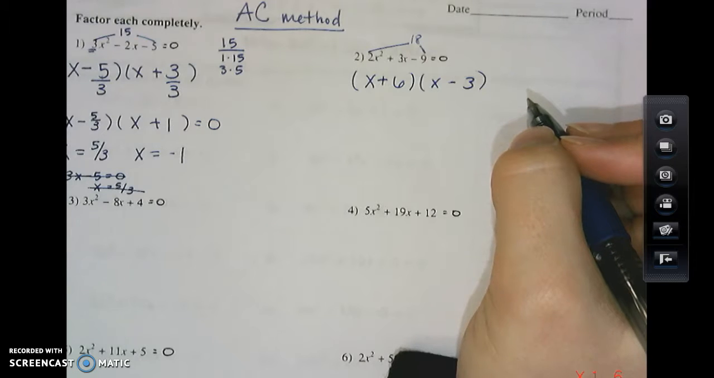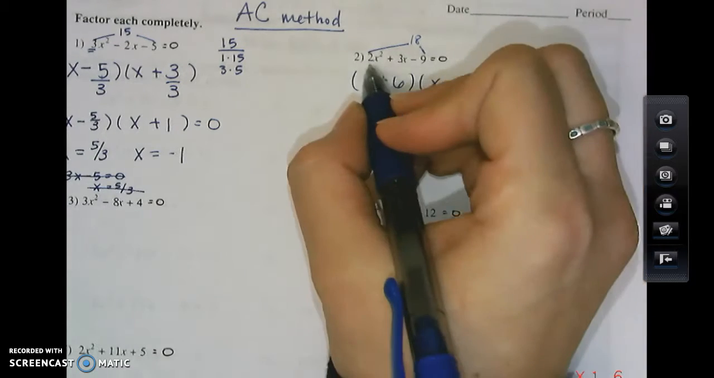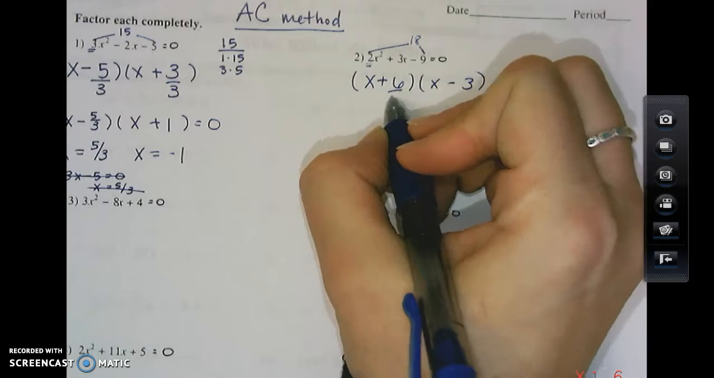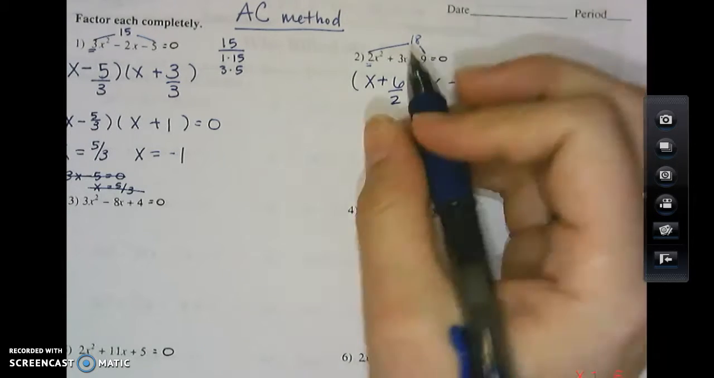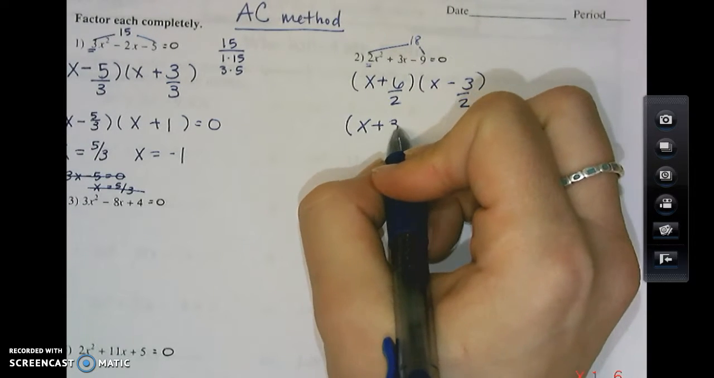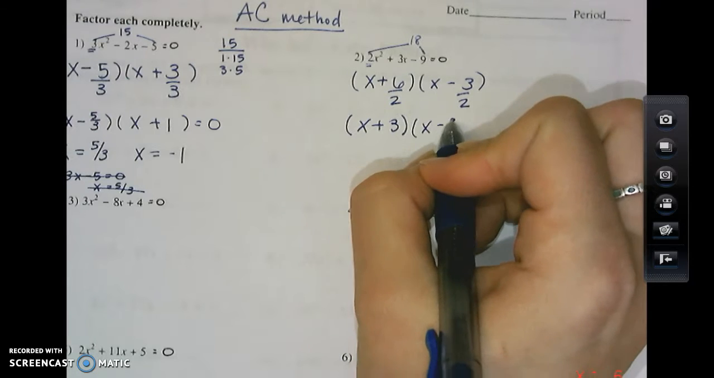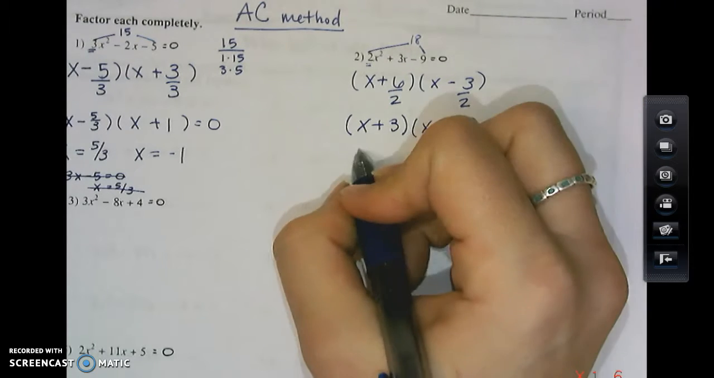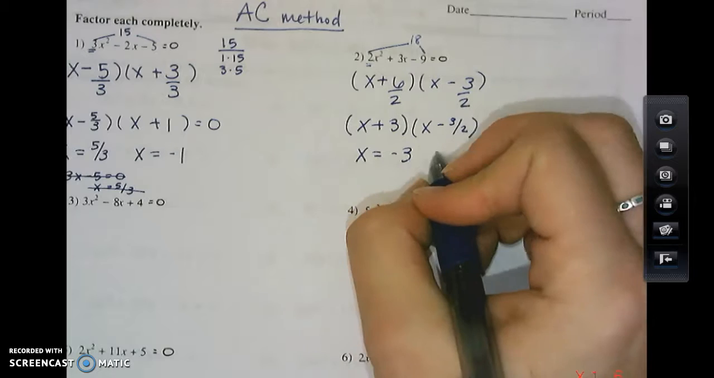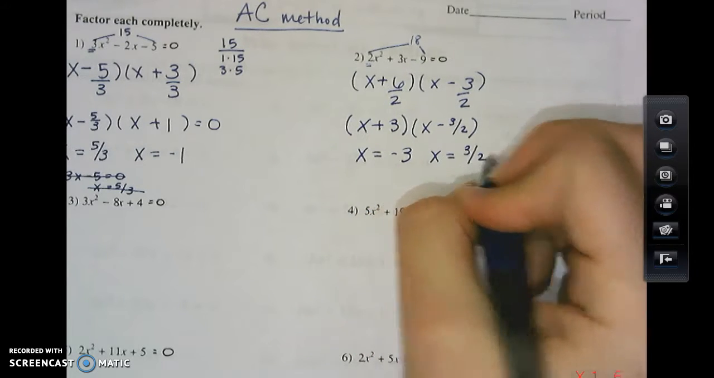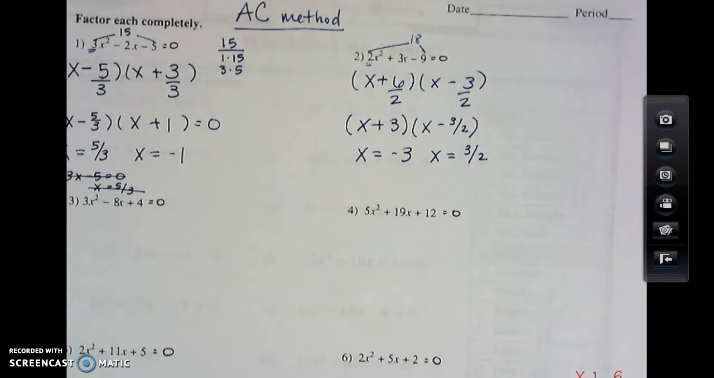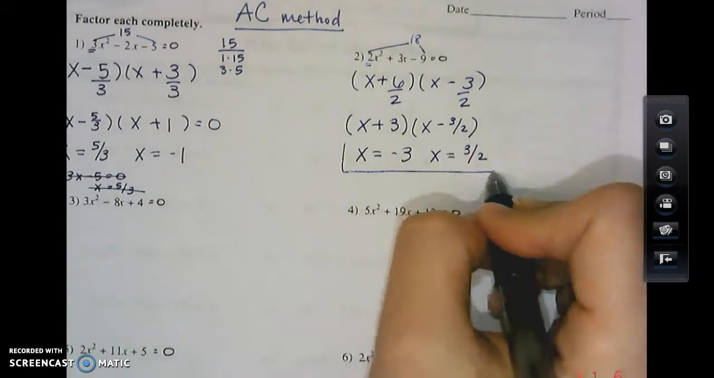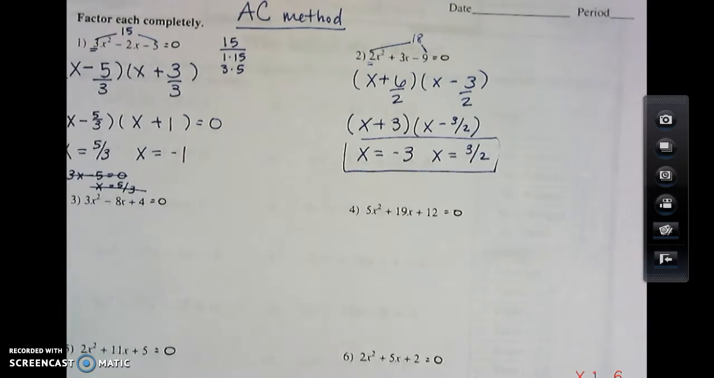And then my next step is to divide the a value back out. In this case, my a is 2. So divide by 2, divide by 2. This is x plus 3, x minus 3 over 2. So then my solutions are x equals negative 3 and x equals positive 3 over 2. Okay? So these are my two solutions. Again, quadratics, you have a squared, that means you have two solutions.